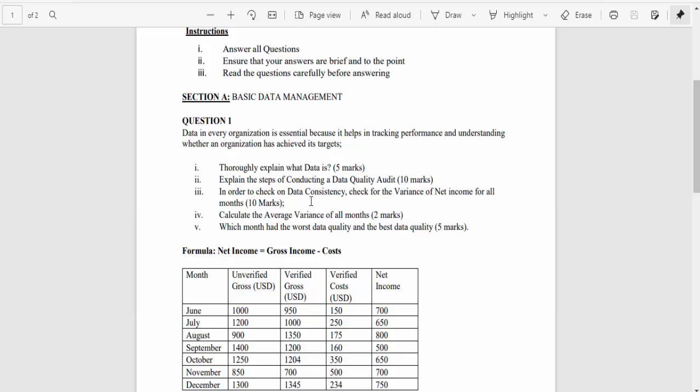In order to check on data consistency, check for the variance of net income for all months. This is based on this table that you see here. There is a formula that you use to calculate variance. I'm not going to talk about it, but you can search on the internet. Variance just helps you determine the quality of data in an organization.